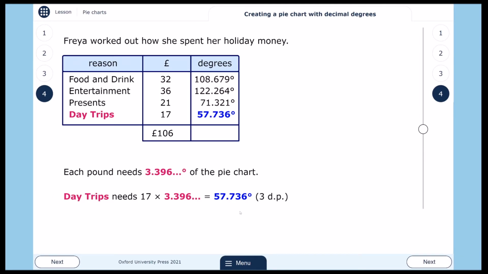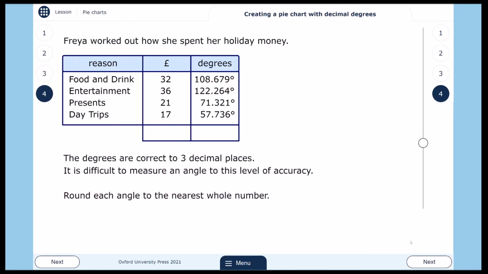Now, measuring to this degree of accuracy is obviously quite difficult, so therefore we're going to round our answers to the nearest whole number. That would give us the following.